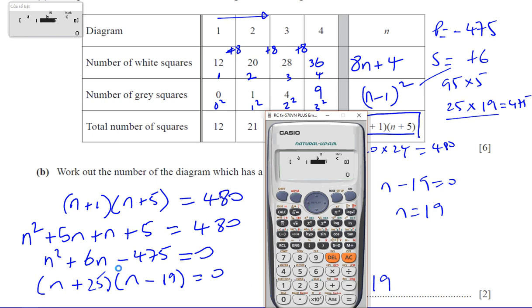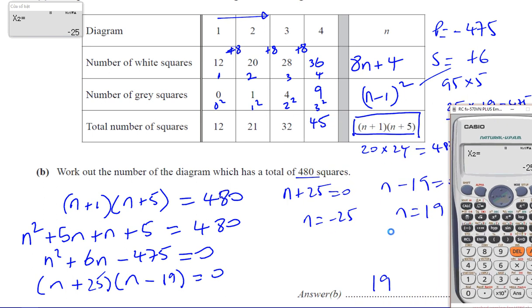Then you put the number in front of the n term, the one without the square. That's going to be a 6. You press equals. Then you put in the constant term, which is negative 475. Be careful about the negative sign. Press equals. And then when you press equals again, it gives you one solution, which is 19. When you press equals again, it gives you the other solution, which is negative 25. So it'll give you these solutions straight away. What you can do is then work backwards. n equals negative 25 means n plus 25 was 0, so one of the brackets was n plus 25.